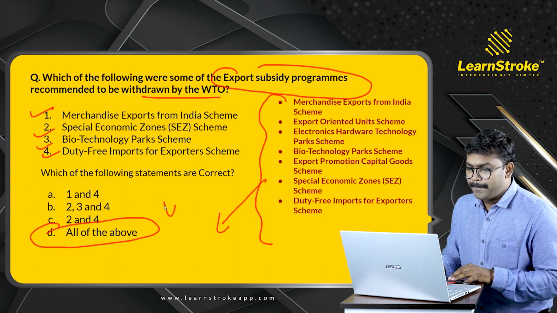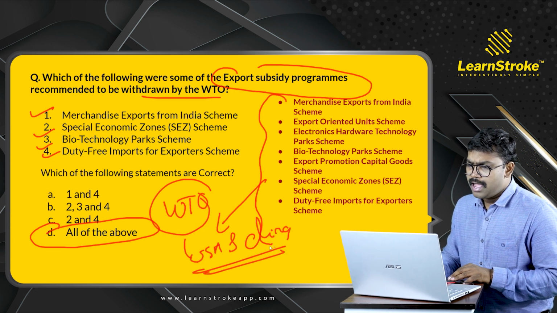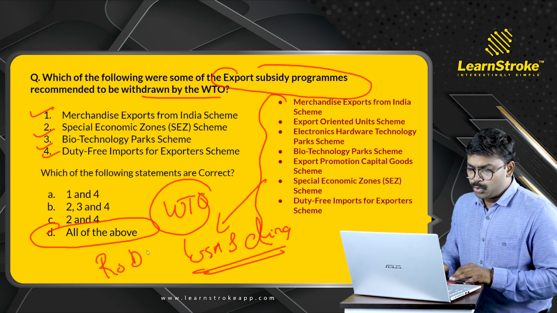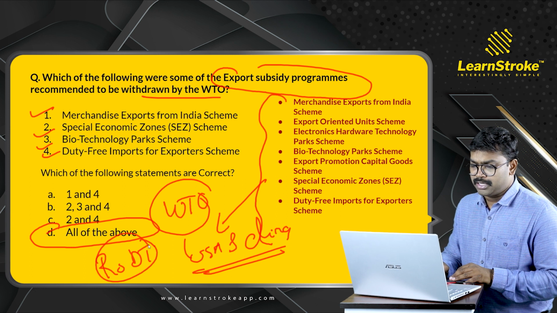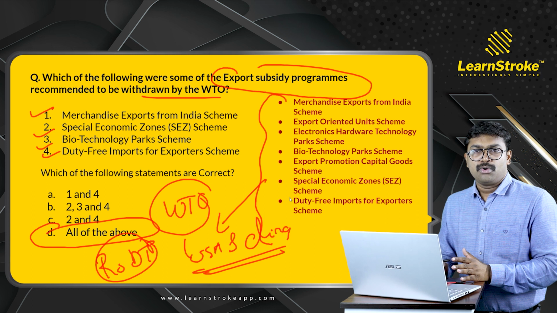And why are they withdrawn? Because of the WTO dispute between USA and China. I think it is pretty clear now. RODTEP is also a very important concept in this. So this is an important area regarding WTO.